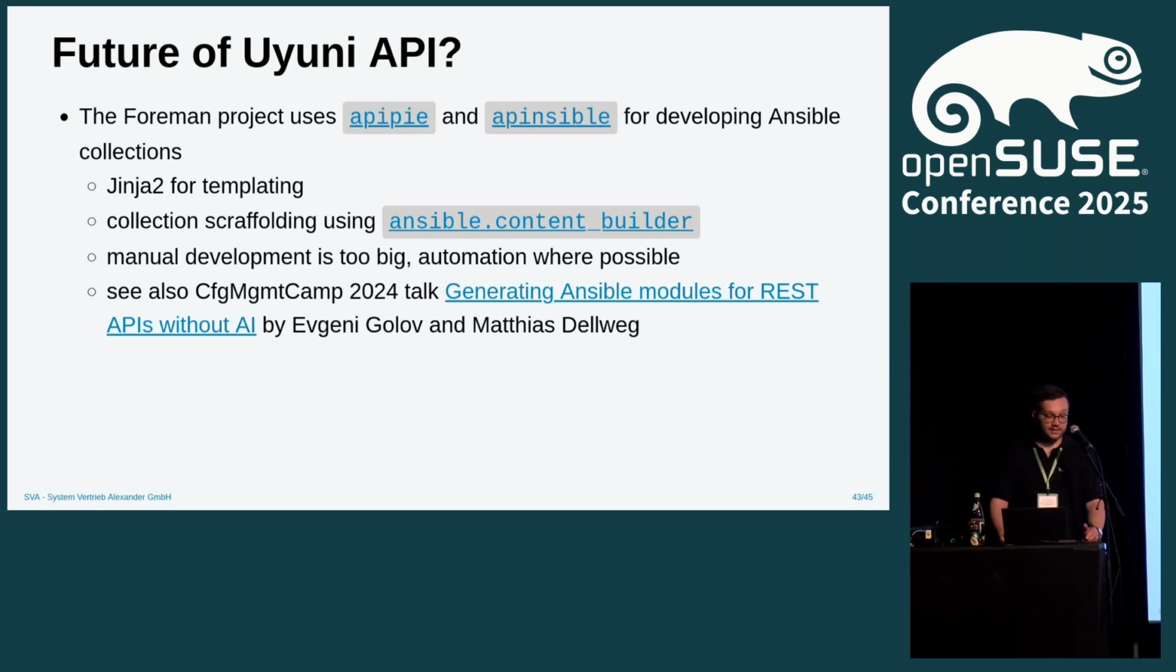And for Ansible, at least, there's a collections scaffolding framework called the Ansible Content Builder. And they went down that road because manual development is too big and they want to leverage automation where possible. And last year at Config Management Camp 2024, there was a very interesting talk by Evgeny Golov and Matthias Dellweg called Generating Ansible Modules for REST APIs Without AI. It sounds a little bit clickbaity, but they figured out very well why using AI is not good in this scenario. A lot of hallucination and code that's not working. And yeah, this is pretty common, I would say.